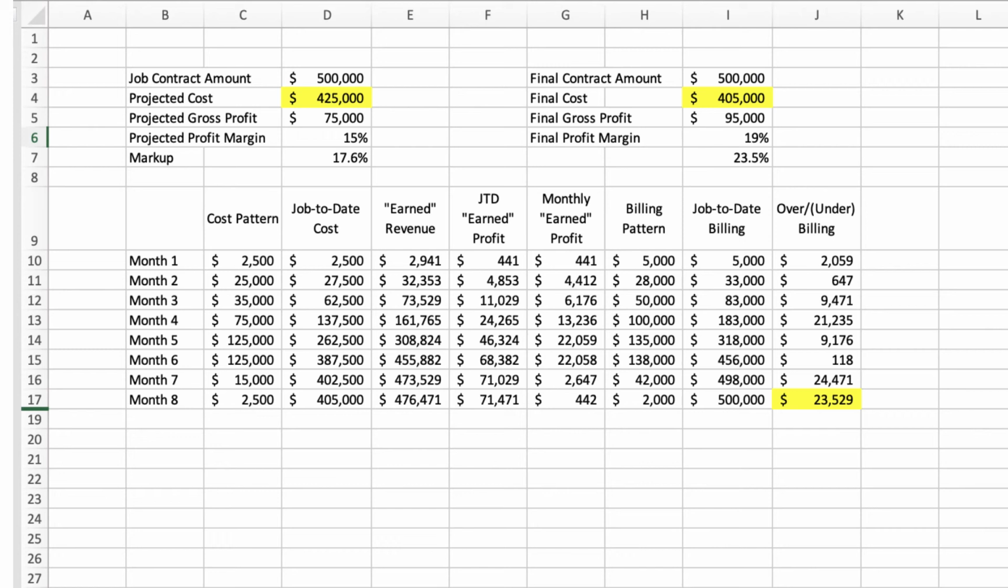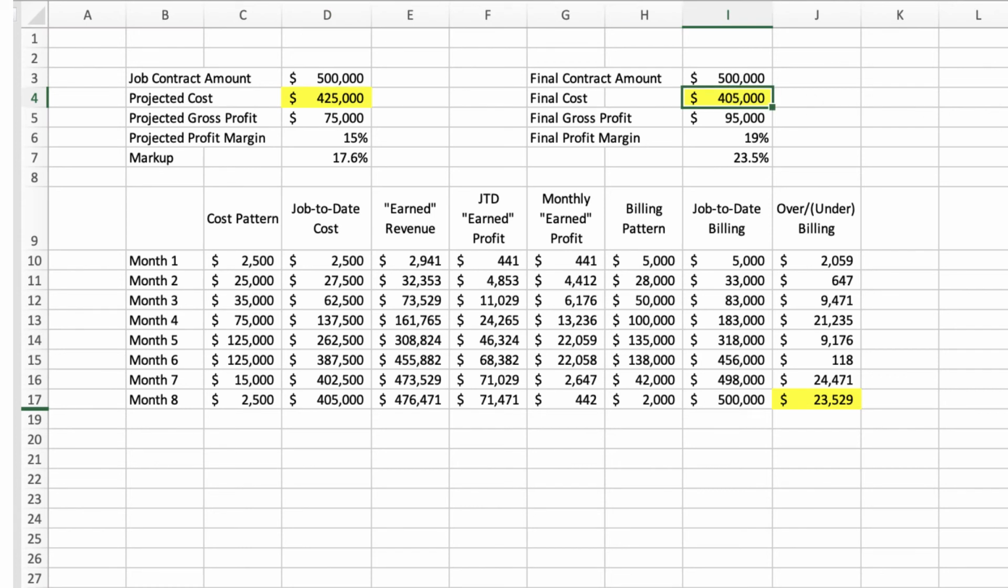Now let's look at a better scenario where your costs are going to be lower than budget. And in this scenario, it is a hard bid job. So you get to keep all of the savings. We start out with the same original projections as before, where the contract amount is $500,000, the projected cost was $425,000. But this time, as we get towards the end of the job, our final costs are actually only $405,000, so there's a $20,000 savings.